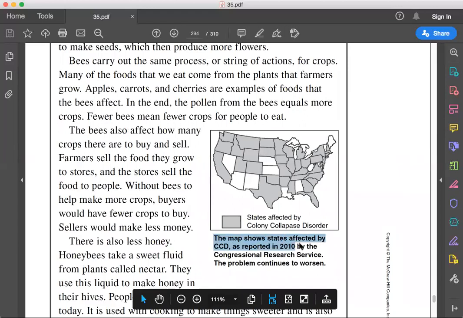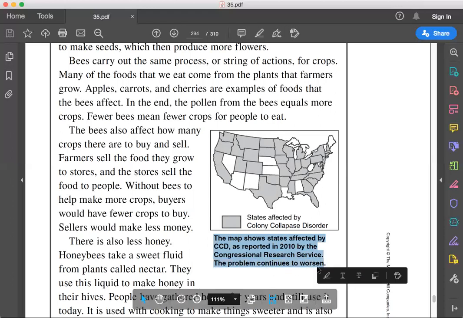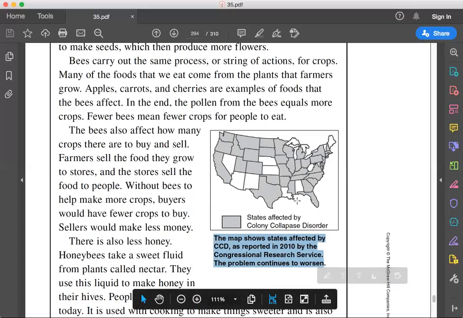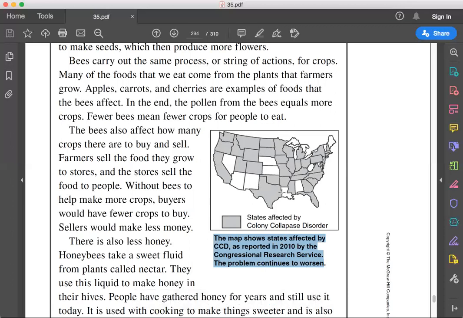The map shows states affected by CCD. So that's the colony collapse disorder. That's the problem where the bees are dying out. As reported in 2010 by the Congressional Research Service, the problem continues to worsen. So it's getting bad. All right, so this is actually the United States of America. So this is just in the United States, the problem that's happening here with the bees.